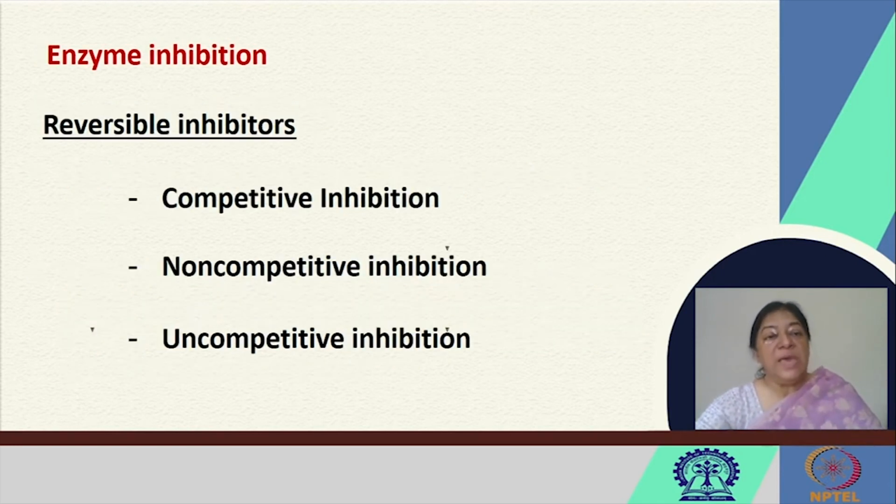So, in the case of reversible inhibitors, we have competitive inhibition, non-competitive inhibition, and uncompetitive inhibition. We will see what these three types of inhibition mean in terms of the kinetics, in terms of the specific Michaelis-Menten values that we will try and observe.